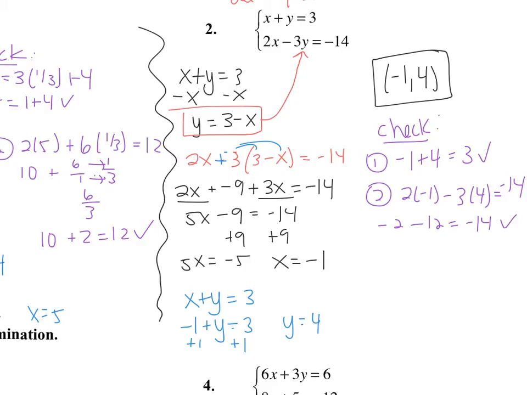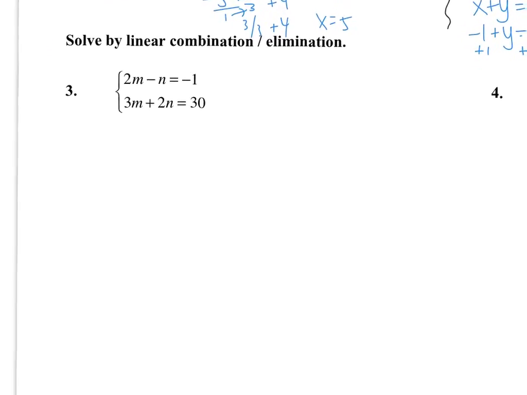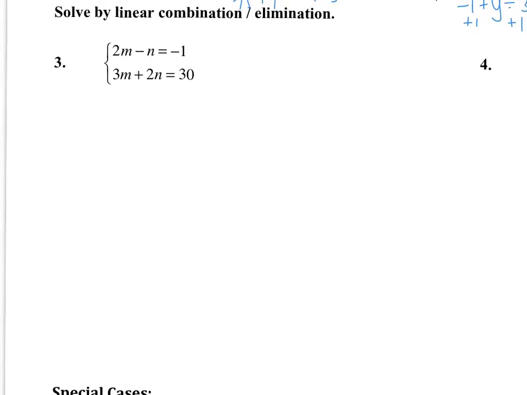Okay, so negative 1 comma 4 is the only point that works in both equations, and it's the point of intersection of the two lines. So that was a review of the first solving method, which was substitution. You also did linear combination or elimination. So that's what we're going to do for examples 3 and 4.